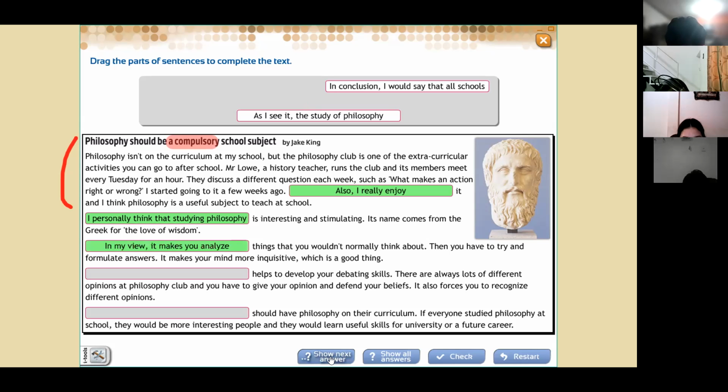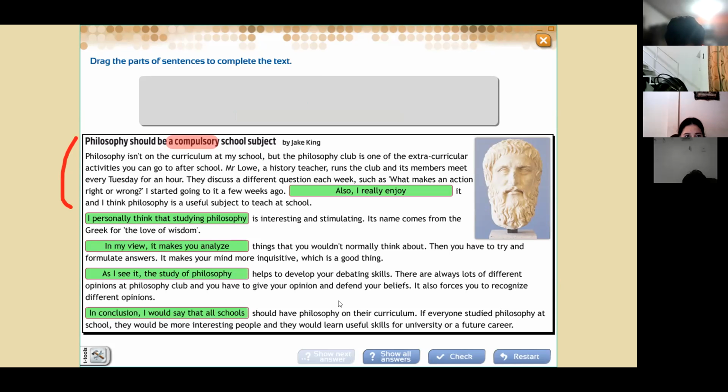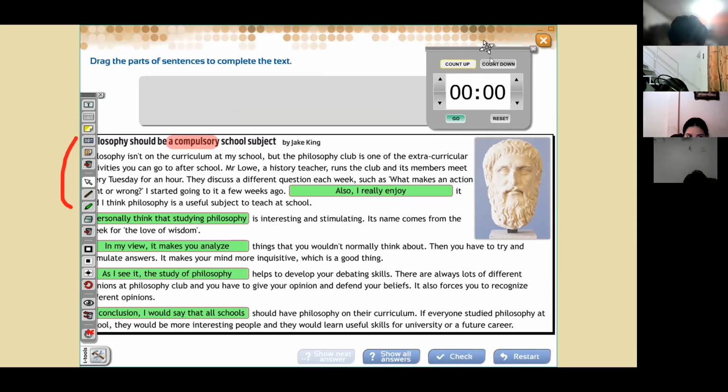Correct, thank you. Remember, in that case, we have, in my view, it makes you analyze things that you wouldn't normally think about. Next one is, of course, as I see it, and finally, in conclusion, I would say that all schools have philosophy on their curriculum. Okay, so you can start working on this part. I'm going to give you this minute.